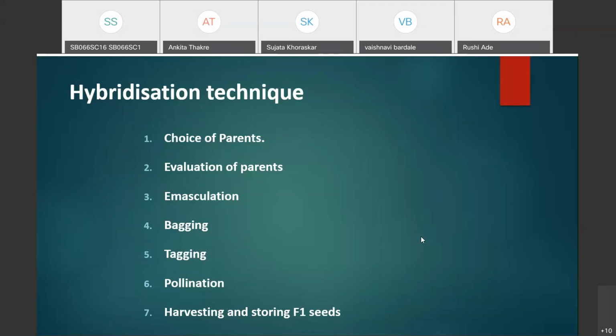The first step is the choice of parents, the second step is the evaluation of parents. After evaluation of parents, emasculation is carried out. After emasculation, bagging is carried out. After bagging, tagging is carried out. After tagging, pollination is carried out. And the last step in the hybridization technique is harvesting and storing the F1 seeds. These are the different steps in hybridization.